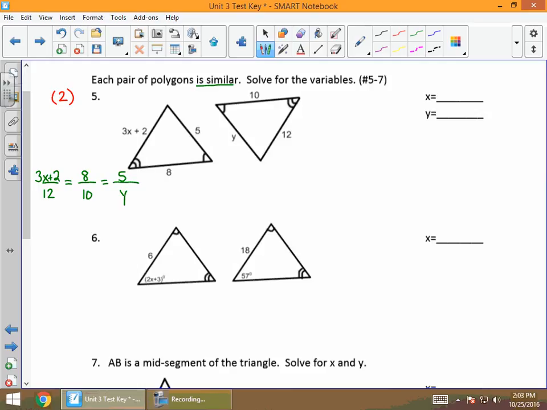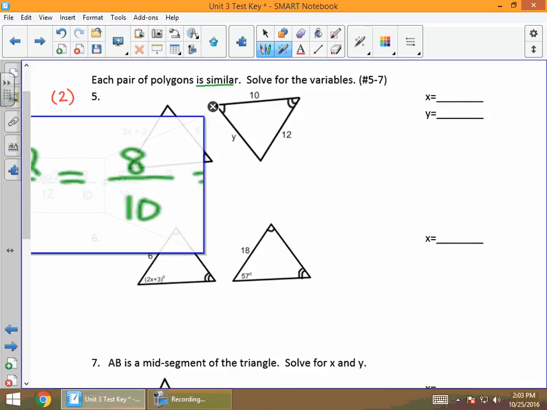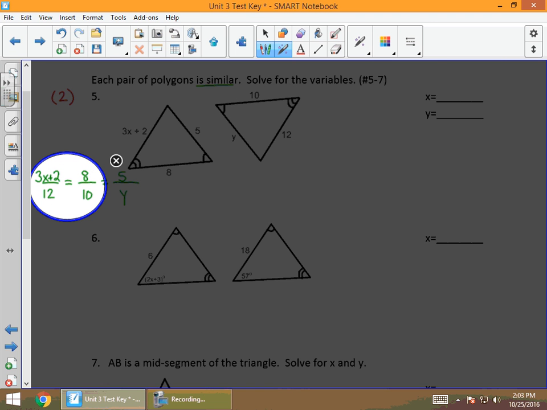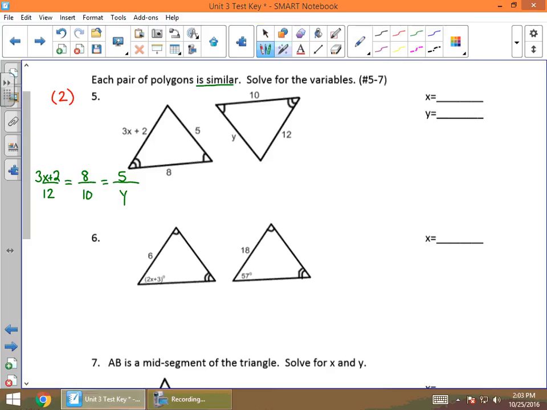Okay, so now if I want to solve for variables, I need to choose any 2 fractions, set up a proportion, and cross multiply. So in order to solve the first, I'm going to take a look right here. I want to look at just these 2 right here: the 3x plus 2 over 12 and the 8 over 10. And I'm going to write a new proportion. So 3x plus 2 over top of 12 has to equal 8 over 10.